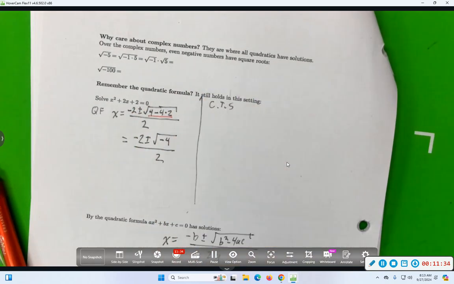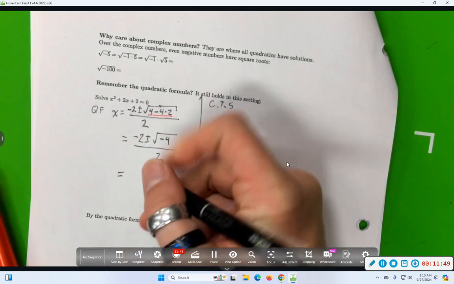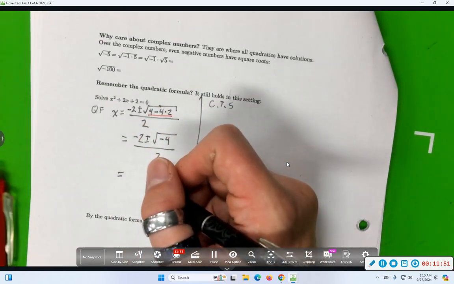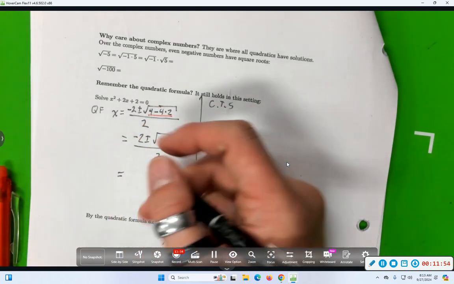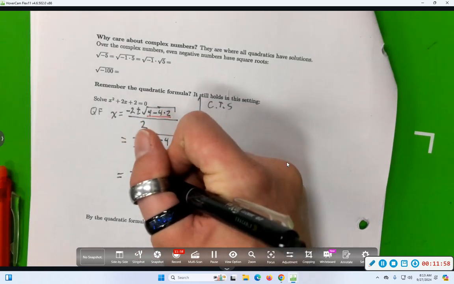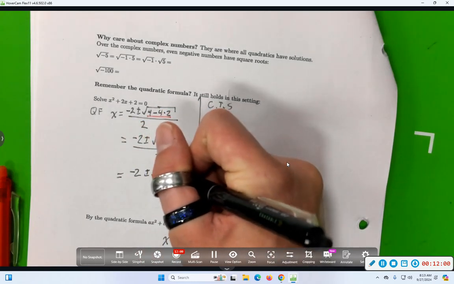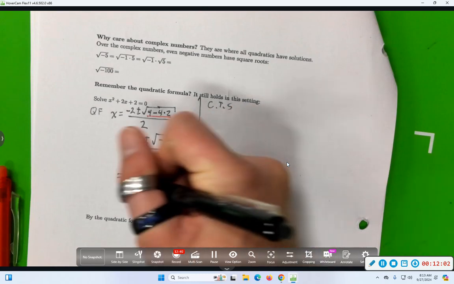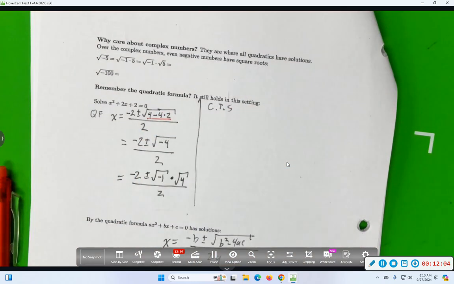Ooh, we see a negative under our square root. So here's what I'll propose doing with negatives under a square root. We have a square root for negative 1 now. It's i. So whenever you see a negative under a square root, well, negative 1 is a perfect square. It's i squared. So I'll split that up as negative 2 plus or minus the square root of negative 1 times the square root of 4, all over 2.